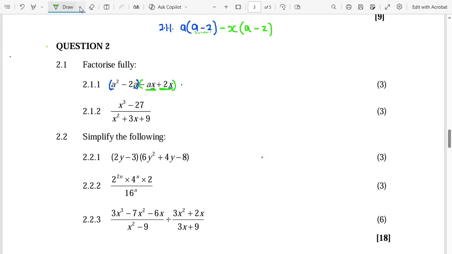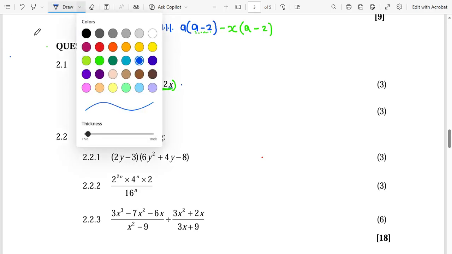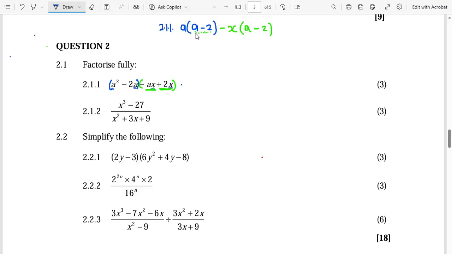Okay, with that being said, you know what you're going to do now, because look at this. Since the brackets are the same, that a minus 2 is a common factor again. So it's going to be a minus 2. We take it out as a common factor. Then inside the bracket, what's left? Where we had a we put 1. So I'm left with a times 1, which is a, minus x times 1, which is x. So this is fully factorized.